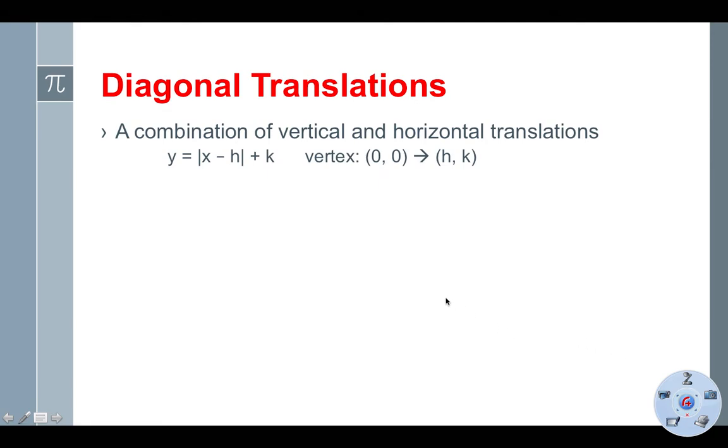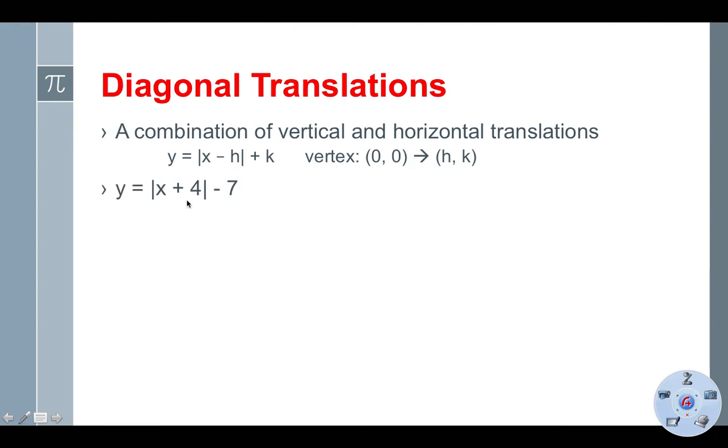It's going to look like this because it's the same idea as we had before. The h moves left and right and the k moves up and down. And what this is going to do is move the vertex from the coordinate 0, 0 to the new coordinate h, comma, k.